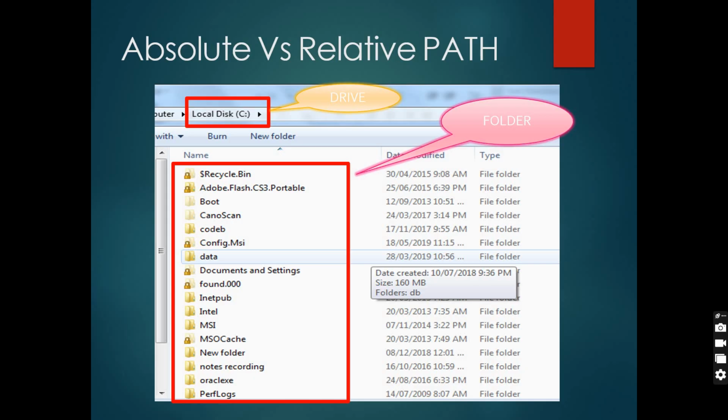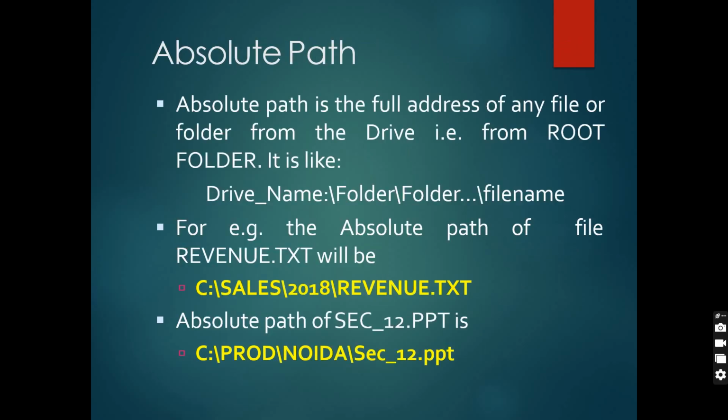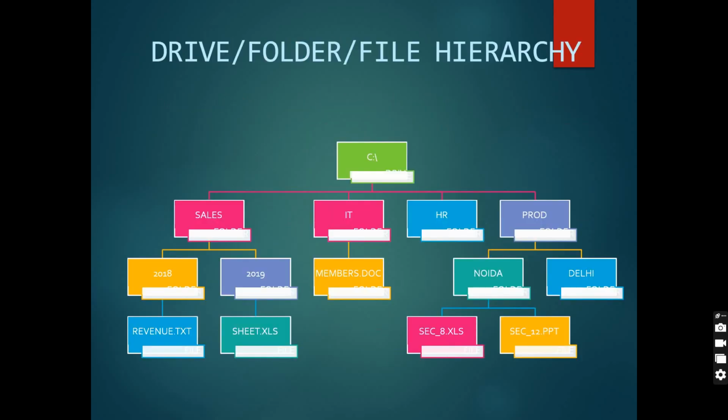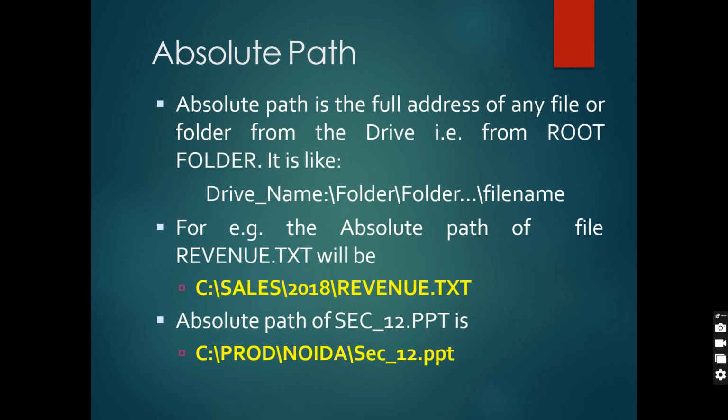So, absolute versus relative path. Here it is given that you want to access a file on the C drive, for example Sales 2018 revenue.txt. What is an absolute path? Production, Noida, and section 12.2. These two files we are accessing by specifying the root folder.